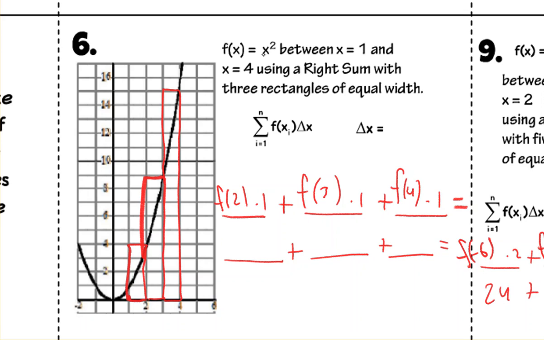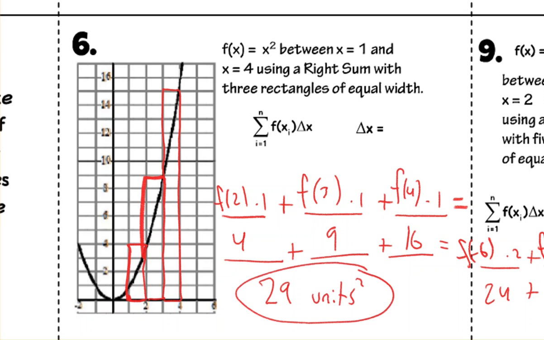Okay, f of 2 would be 4. 4 times 1 is 4. F of 3 would be 9 times 1 is 9. And f of 4 is 16. I guess since you've got it in a nice little grid there, you could even just count the blocks. But so that ended up being 29. Yeah. What you got? So 29 square units. That would be the right sum approximation.